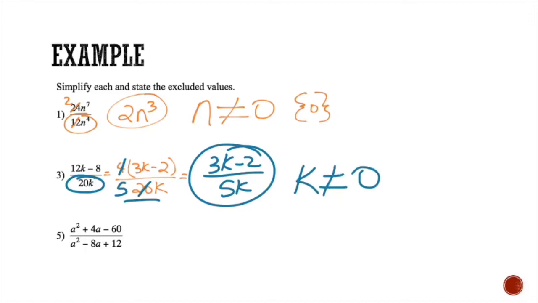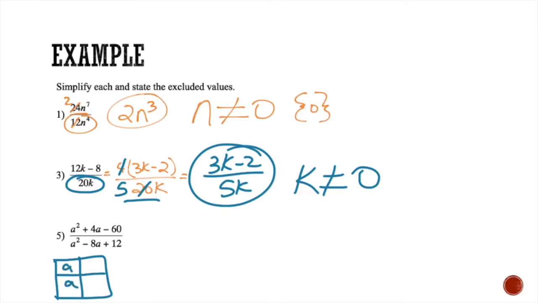Let's do number 5. Number 5, can I cancel out my a squareds? No. Because we're adding. You have to be able to be multiplying. So what do we want to do with that numerator? We can do the box method.